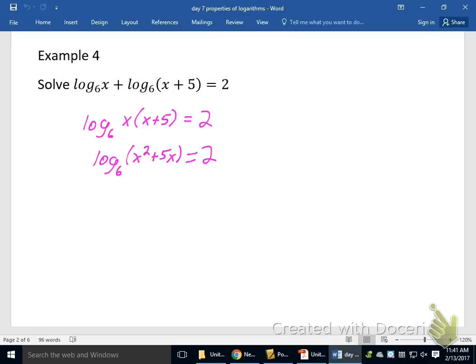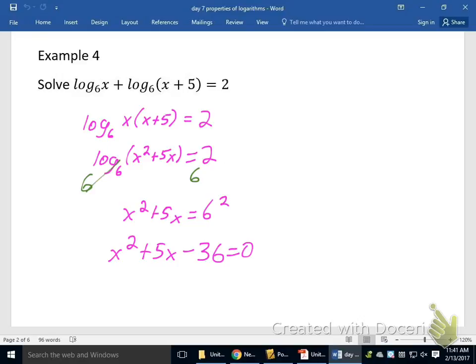Okay, now I'm ready to change forms into exponential, so put a base of 6 on both sides, and that's going to become x squared plus 5x equals 6 to the second power on the right hand side. Now I'll get that in the standard form, x squared plus 5x. I know 6 squared is 36, I'll minus that over.